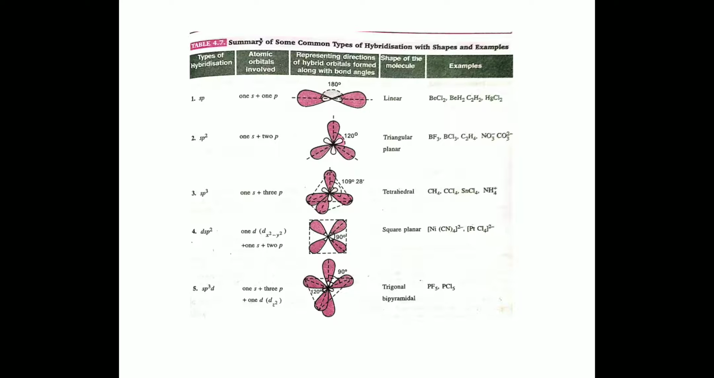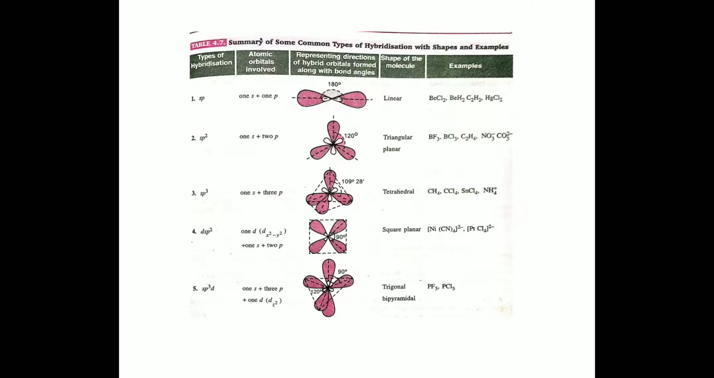Thirdly, sp3 hybridization, one s orbital and three p orbitals. The shape is tetrahedral, and one common example is methane. Fourthly, dsp2 hybridization. Since it is dsp2, one d orbital, one s orbital and two p orbitals are involved. Here you can see that the x square minus y square orbital is involved. The shape is square planar. Examples are given here.